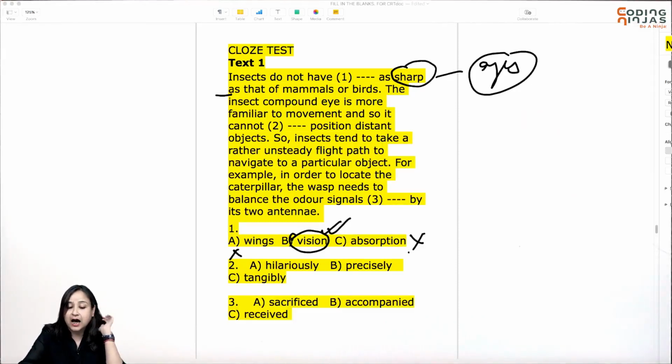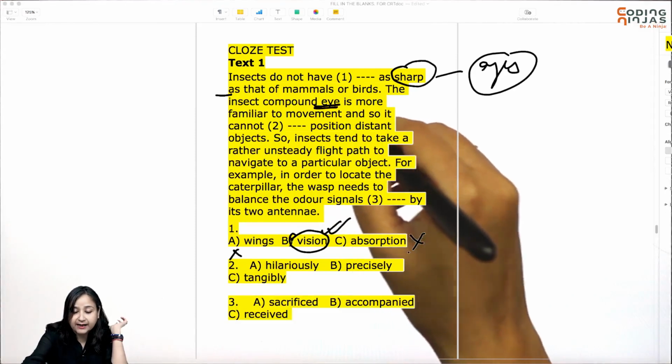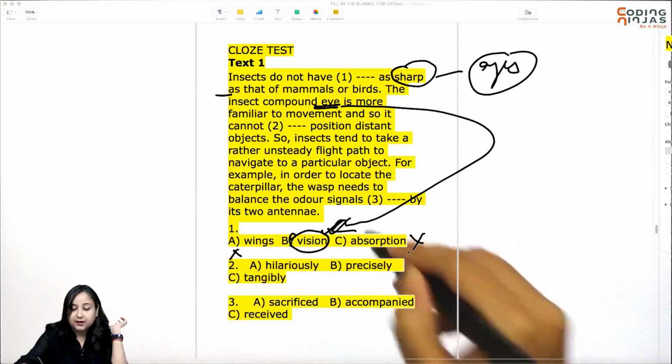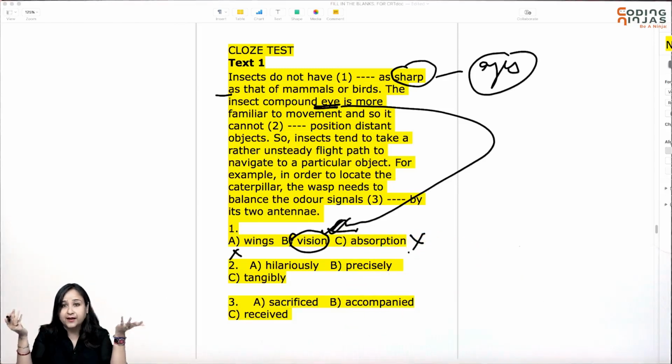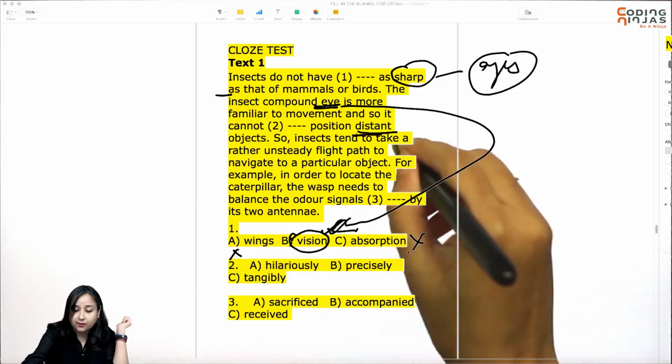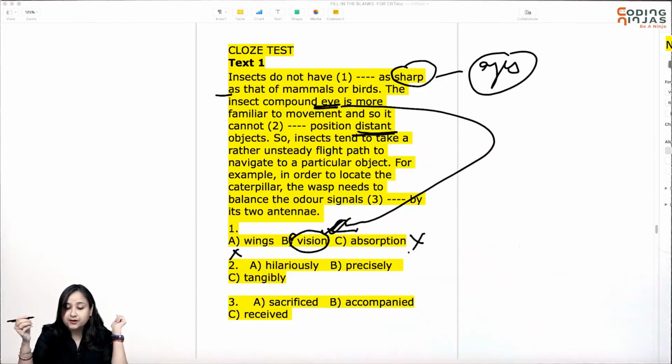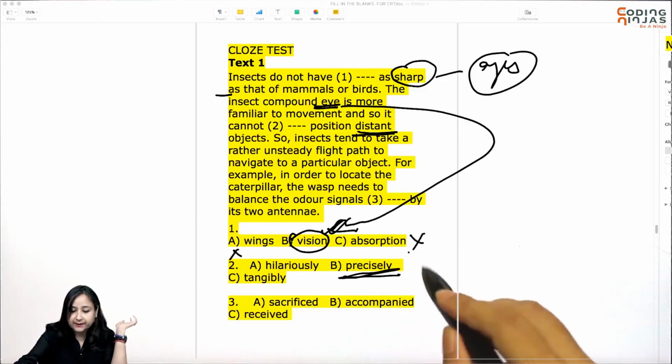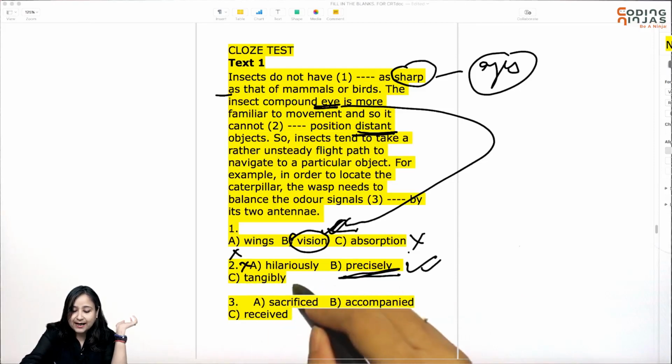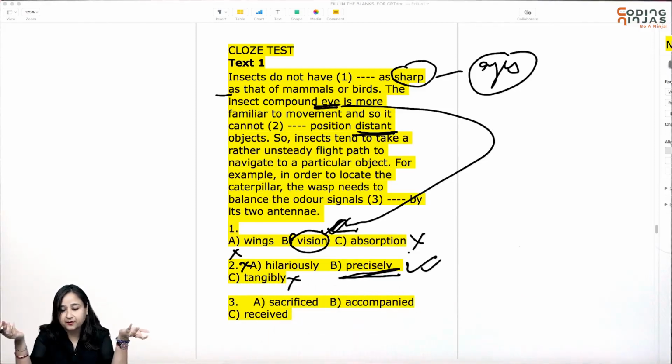The insect's compound eye, now see here, the clue is here, the eye and then the option of the vision. So the clue, as I told you, in the cloze test you will find anywhere. Maybe for the first option the clue will be later on. So make sure you're reading the whole paragraph. Here the compound eye is more sensitive to movement, and so it cannot position distant objects. Now, it cannot focus on distant objects. So if it cannot focus, it cannot look very clearly. So clearly, focus, precisely, position. Hilarious is funny and tangible is something which you can touch. Here it is not related to that. So, precisely.